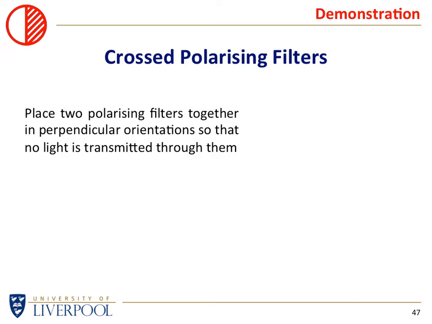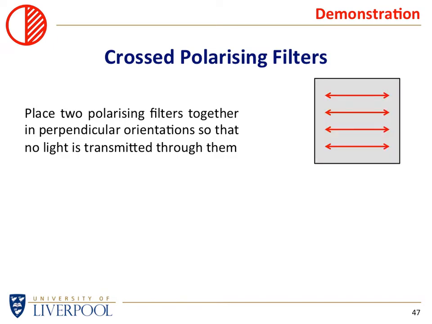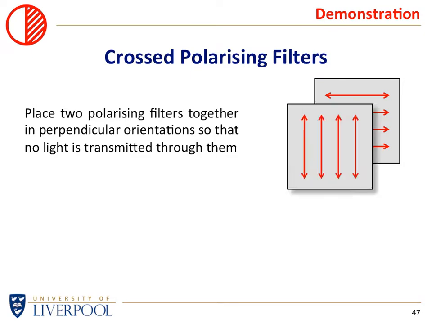So in this particular demonstration, what we're going to do is place two polarizing filters effectively back to back. One will only let through light that is oscillating left and right. The other one will only let through light that is polarized that way, which means light can't get through two of them together because it's either doing one or the other. It can't do both at the same time. So when you've got this so-called crossed polarizer, no light should come through.